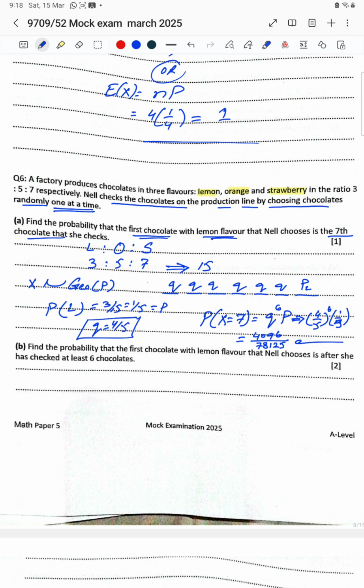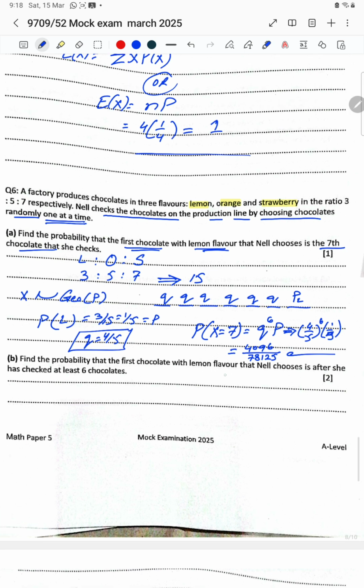Okay, fine. Second case of 2 marks again. This was the first, 1 mark question, so easy. Find the probability that the first lemon flavor chocolate is found after she has checked at least 6 chocolates. It means the probability of X is greater than or equal to 6, meaning 1 minus the probability of X is less than or equal to 5. It means the first 5 attempts she lost, and it should be subtracted from 1 to get that at least from the 6th onward she gets the required flavor.